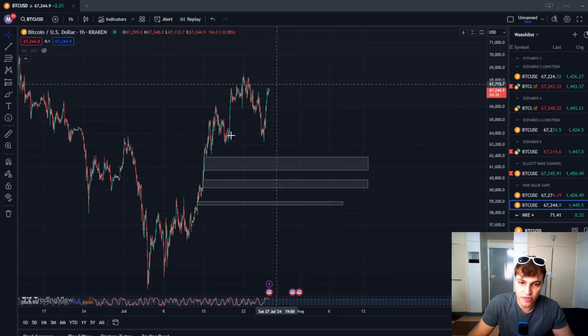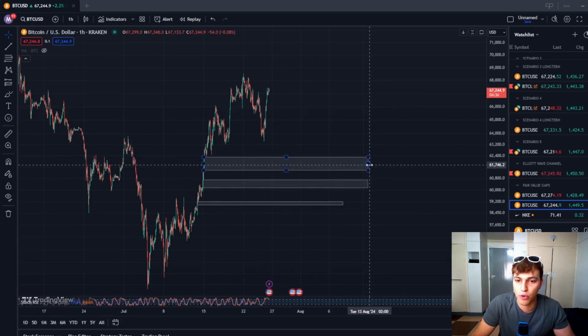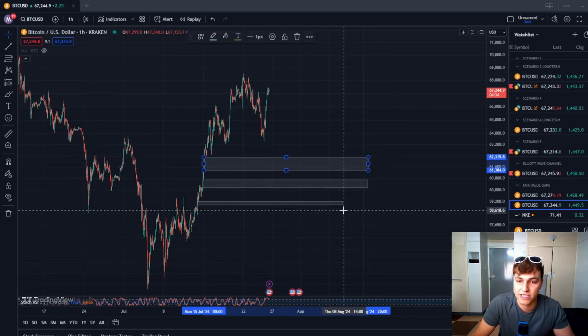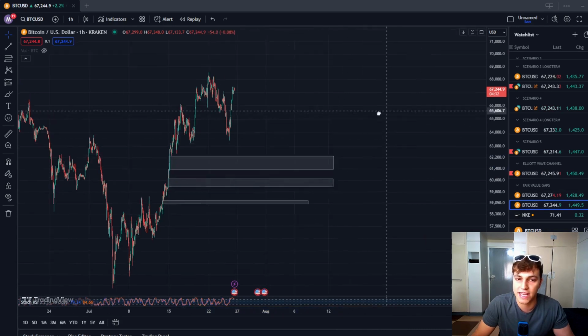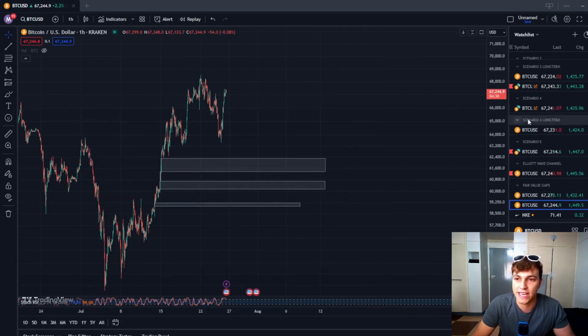So this is looking like good support at the moment, and good longs could be taken from off these levels, but that will be approached when we get there.